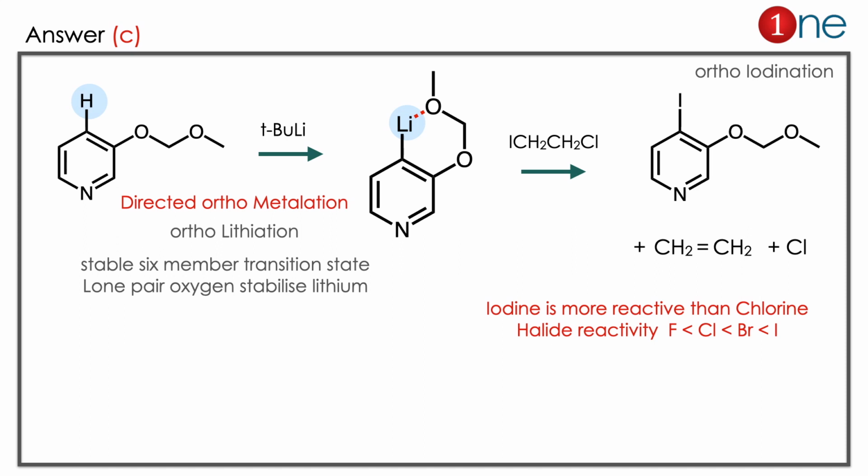Here you have to learn two things. One is directed metallation. Directed metallation is stabilized by 6-member ring formation at the ortho position. That's why ortho-lithiation occurs there. Second thing is halide reactivity. If you have many halogens, you have to imagine the reactivity among the halogens. Here, iodine is more reactive than bromine, than chlorine, least fluorine.